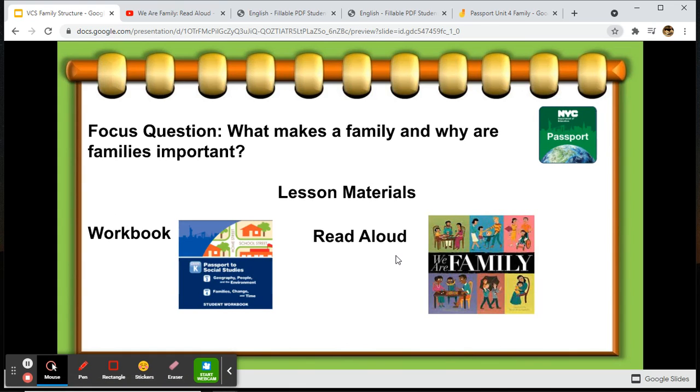Focus question: What makes a family and why are families important? The lesson materials that students would need are their Passport for Social Studies student workbook and the read aloud, We Are Family.